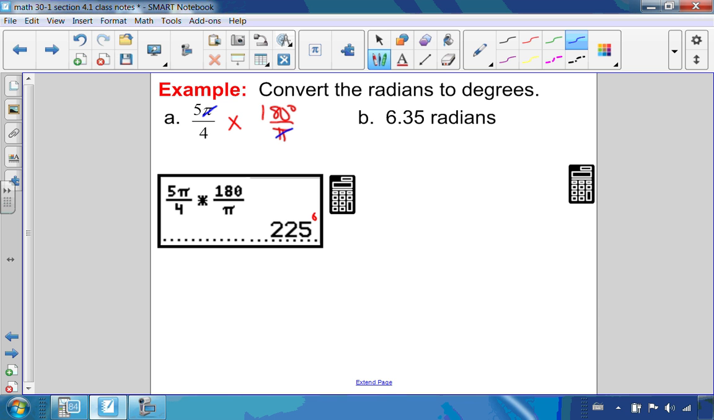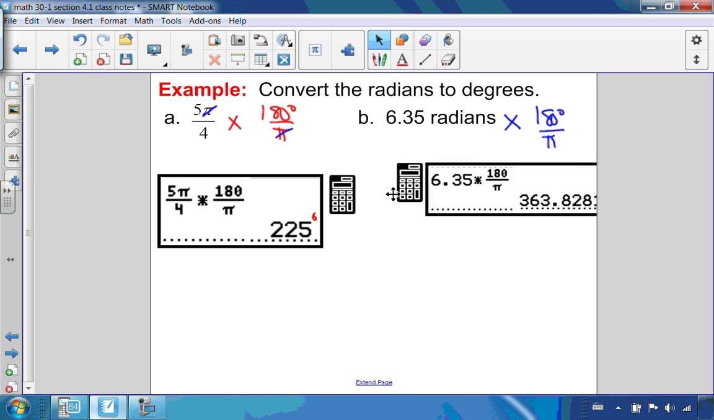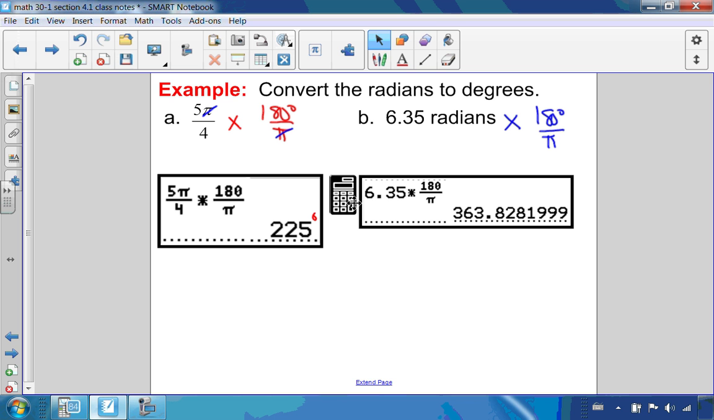Okay, so to convert 6.35 radians to degrees, again, I take my radians since I want to go to degrees. I put my degrees on top, so my multiplication factor is 180 degrees over pi. So I just put that into my calculator, and I'm going to get that it is about 364 degrees. So just round it. Okay, so again, to convert from radians to degrees, the degrees go on top for the multiplication factor.